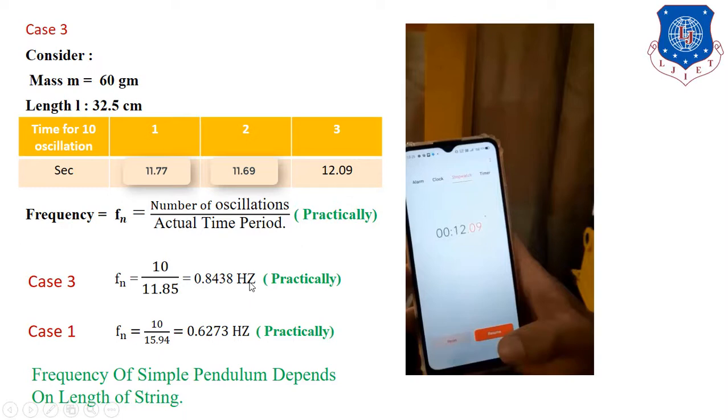Practically, if you compare the case 3 result with case 1, you can see that there is a change in frequency. In case 1 it is 0.6273 hertz, and in case 3 it is 0.8438 hertz. So the two cases have different frequencies. What is the change between case 1 and case 3? The length was changed. So the frequency of a simple pendulum depends on the length of the string. In this way, we can validate the relations of the simple pendulum system. Thank you.